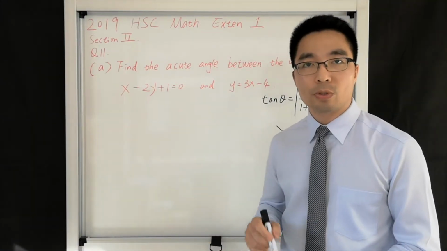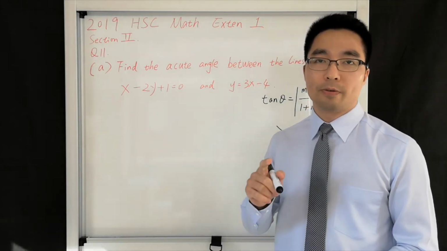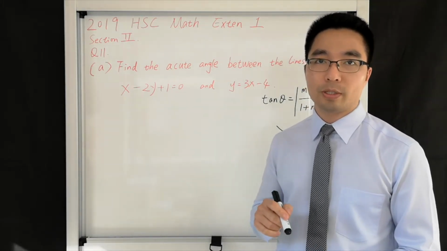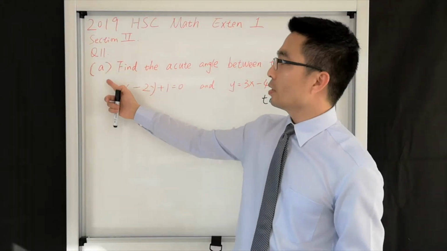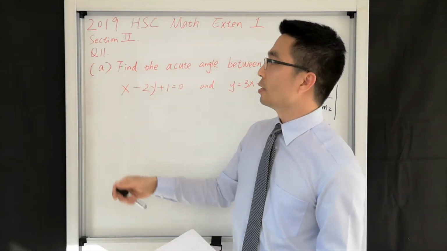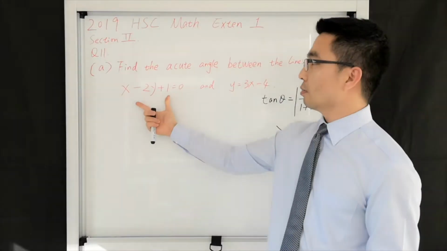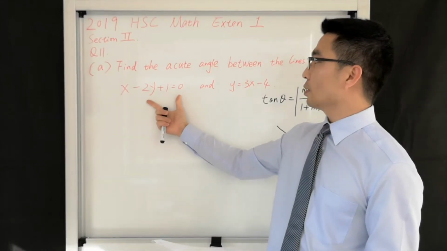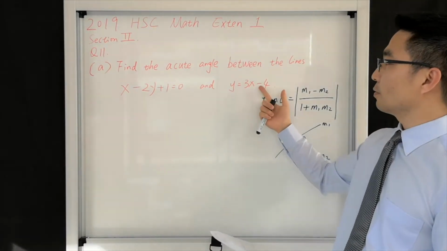This video will cover the 2019 HSC Mathematics Extension 1 past paper, question 11 in session 2. Here within question 11, here is the first question, A. Find the acute angle between the lines x minus 2y plus 1 equal to 0 and y equal to 3x minus 4.